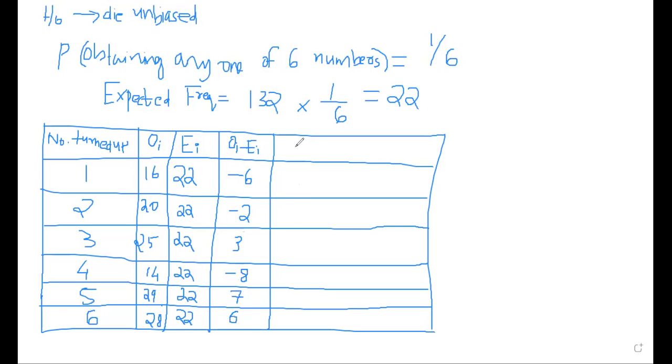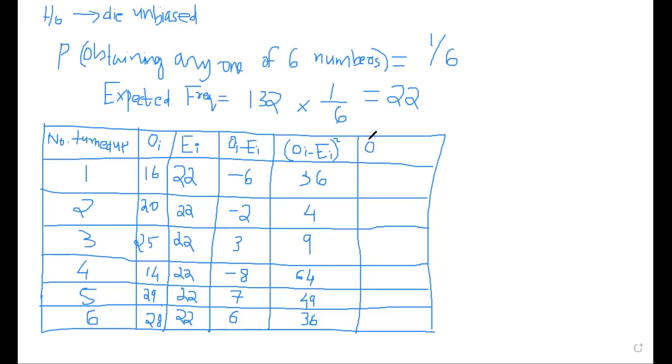Then what is the next step? You have to square it: OI minus EI the whole square. 6 square is 36. Then 2 square is 4, 3 square is 9, 8 square is 64, 7 square is 49, and 6 square is 36.